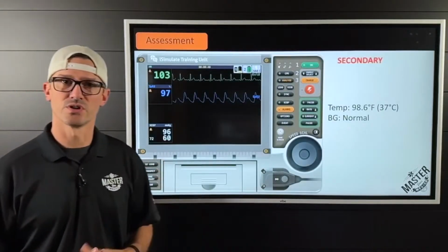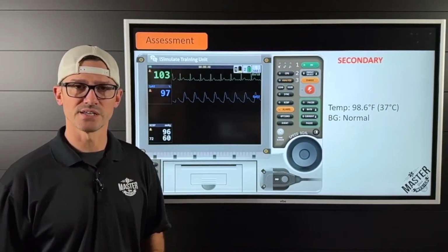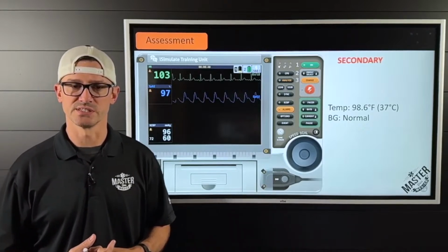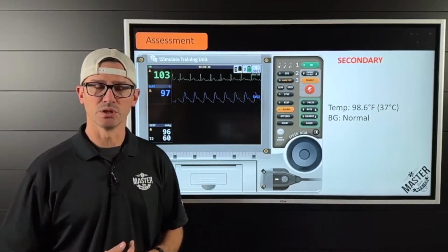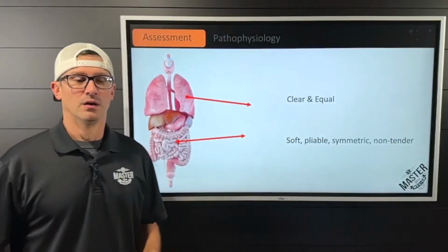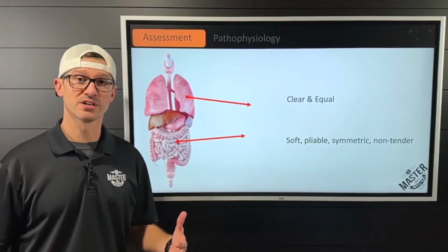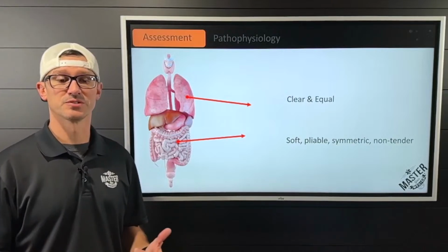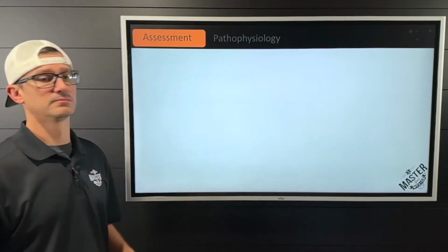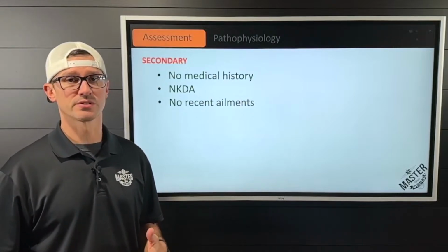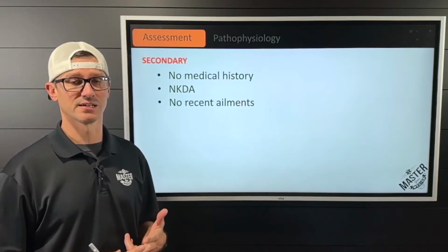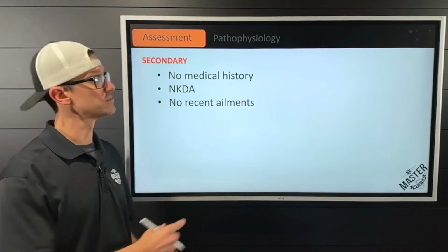Vitals are shown: a heart rate of 103, 97% on room air, blood pressure 96/60. He's afebrile, blood glucose is normal. His lungs are clear and equal in all lobes. His abdomen is soft, pliable, symmetric, and non-tender. He has no medical history, no known drug allergies, and his parents validate that he's had no recent complaints or ailments.